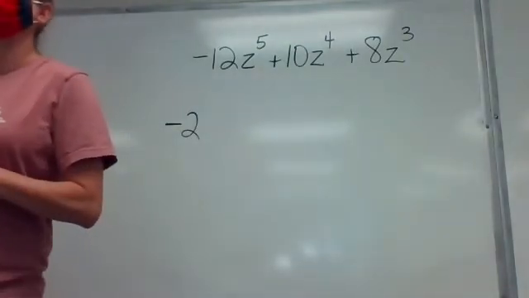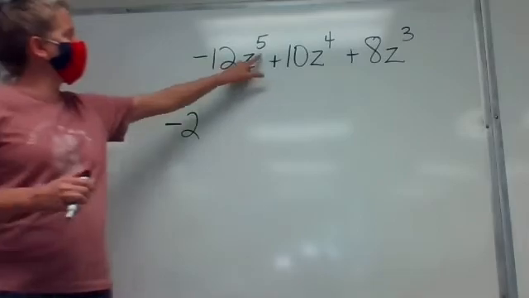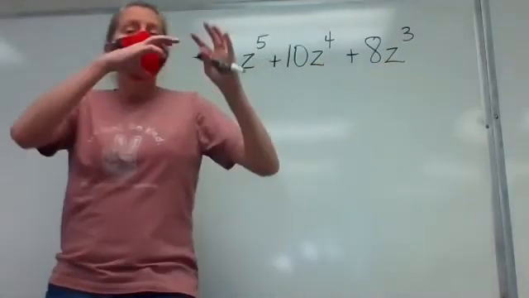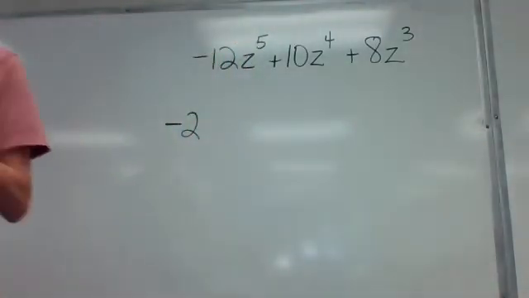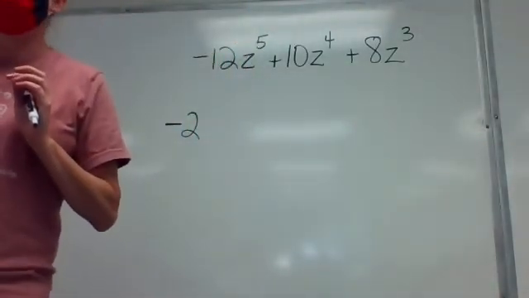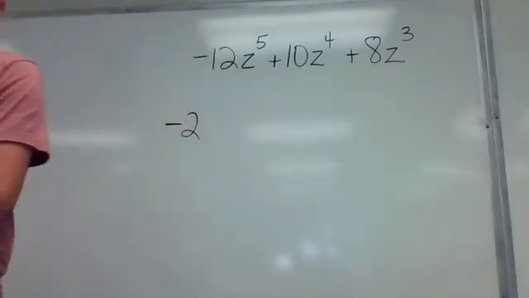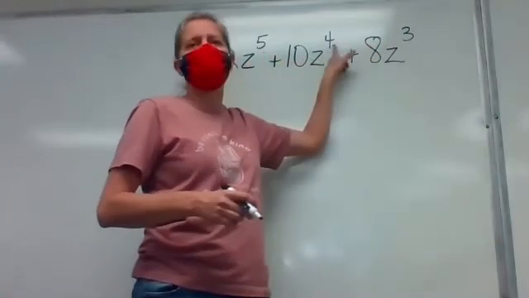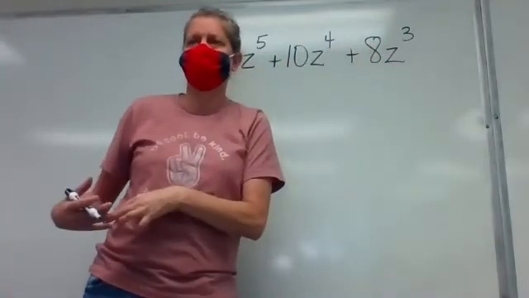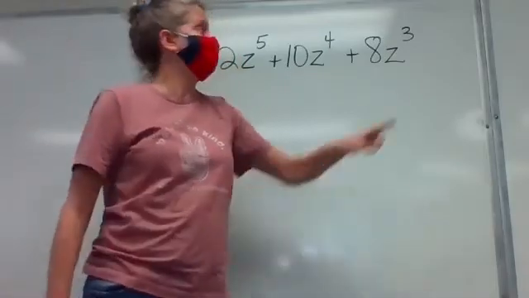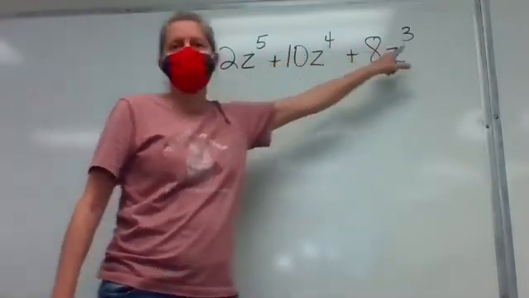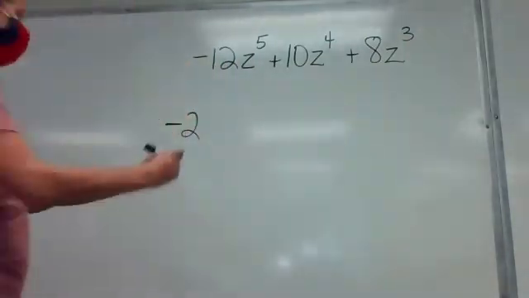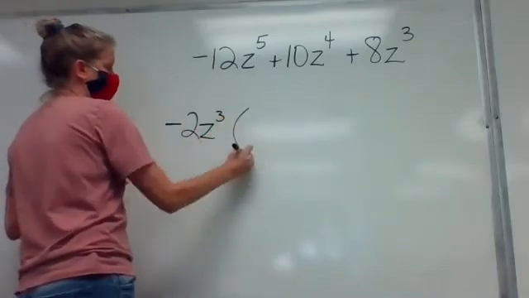How much z can you pull out? This one has z to the 5th. This one has z to the 4th. This one has z to the 3rd. We can pull out as much as the smallest one has. I can pull out z to the 3rd from all of them. I can't pull out z to the 5th from all of them because I'd be stuck here. They don't have enough to pull out z to the 5th. Right. They don't have that much. But they all have z to the 3rd. So you just pull out whatever the smallest exponent is. So I'm pulling out z to the 3rd.